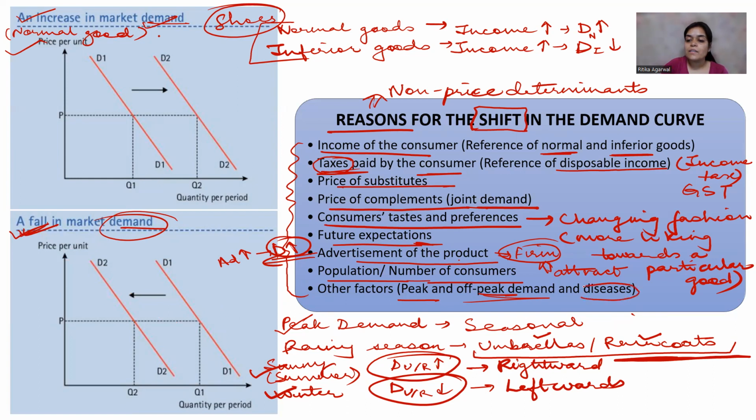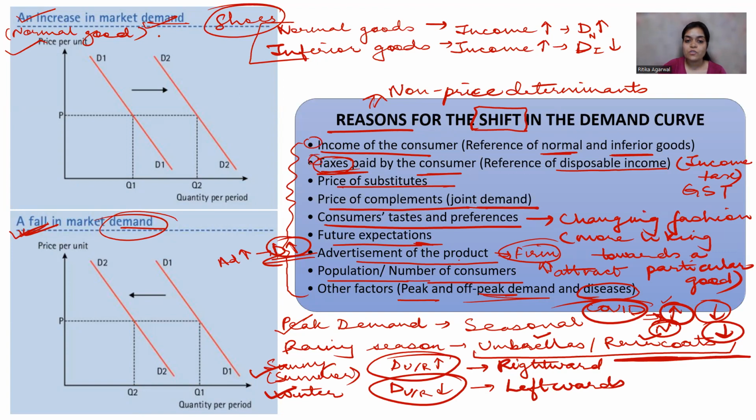Now, the last thing here is diseases. Diseases, if we talk about COVID primarily. The demand for necessary goods increased, demand for luxury goods decreased, demand for any kind of brands or clothes or anything that was not necessary did decrease. That means there was a fall in the demand. Only for necessary goods, there was a rise in the demand. So here we see that these are the reasons that shift the demand curve either rightwards or leftwards.